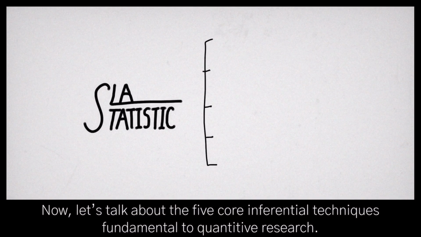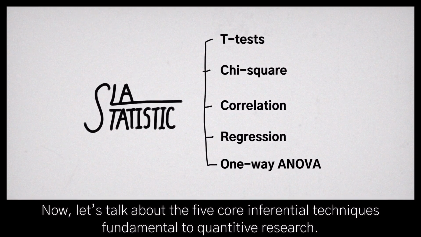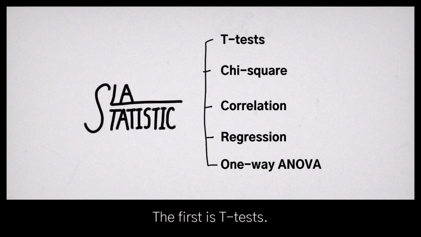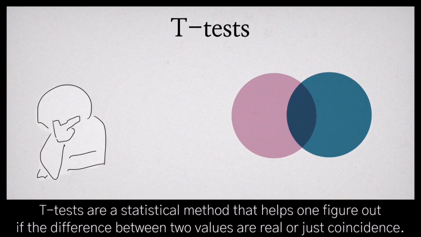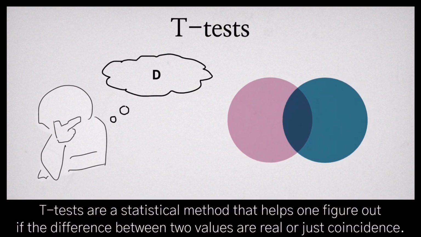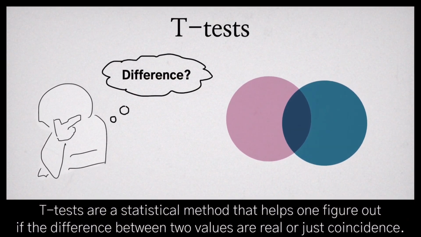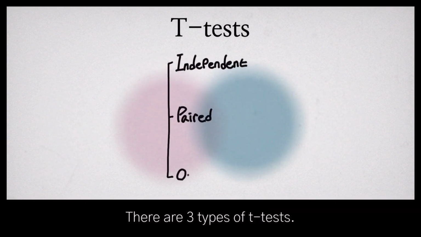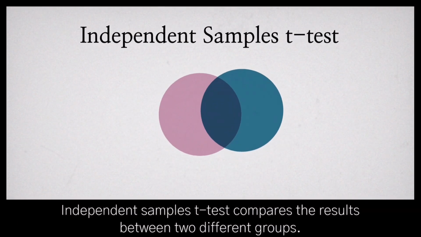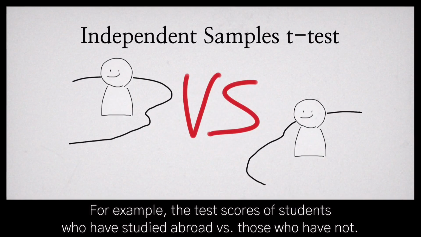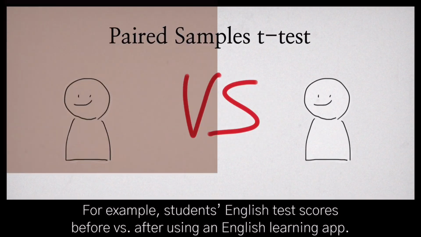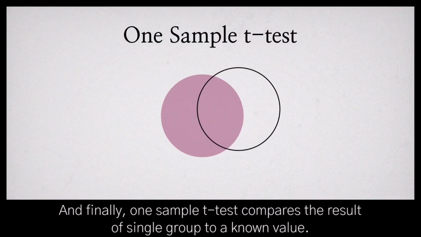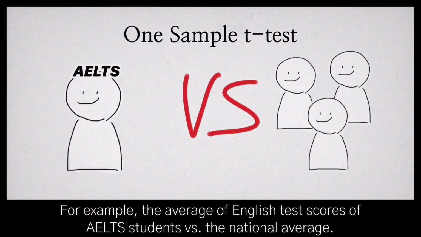Now, let's talk about the 5 core inferential techniques fundamental to quantitative research. The first is t-tests. T-tests are a statistical method that helps one figure out if the difference between 2 values is real or just coincidence. There are 3 types. Independent sample t-test compares the results between 2 different groups. Paired samples t-test compares the result of a single group but at 2 different times. And finally, one sample t-tests compare the results of a single group to a known value.